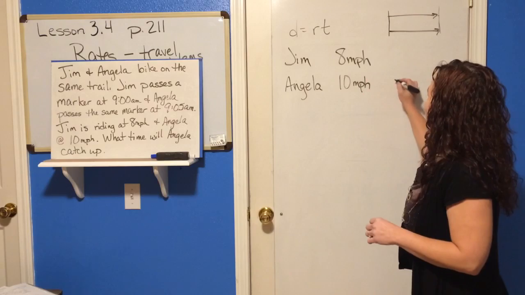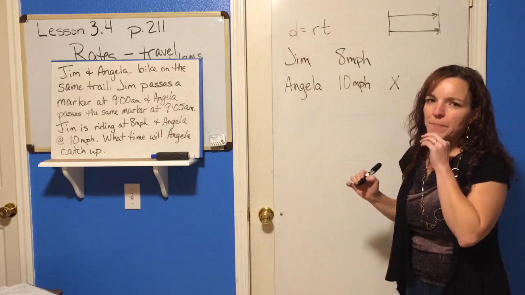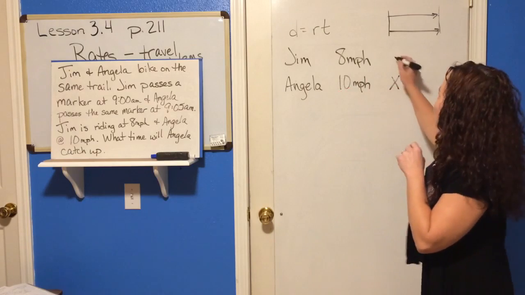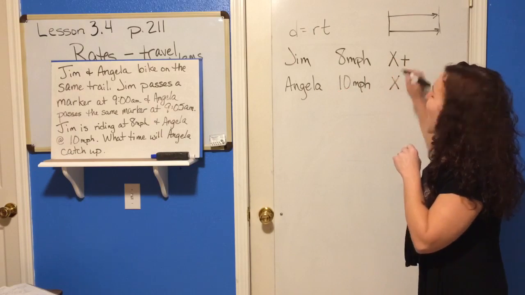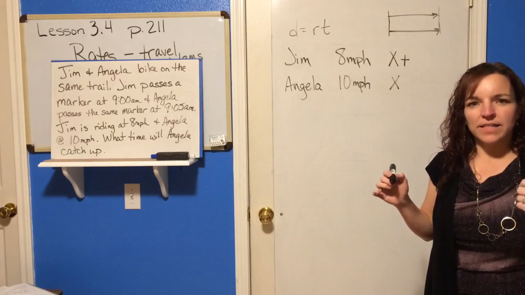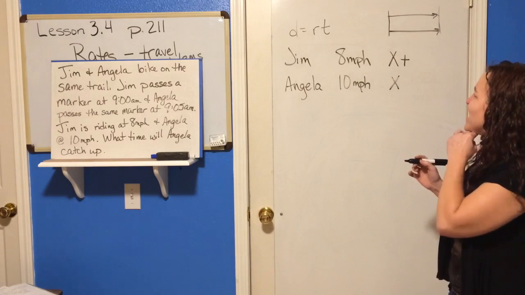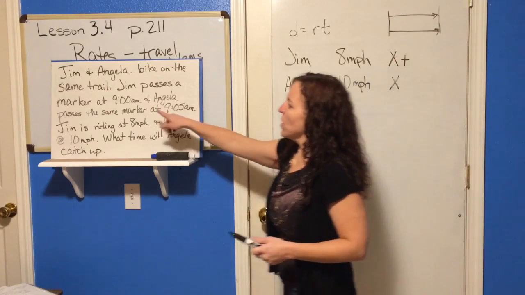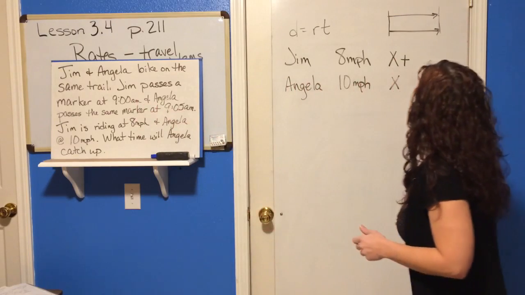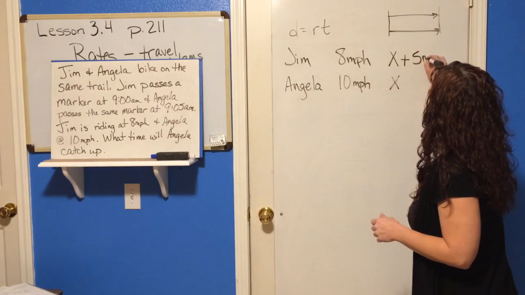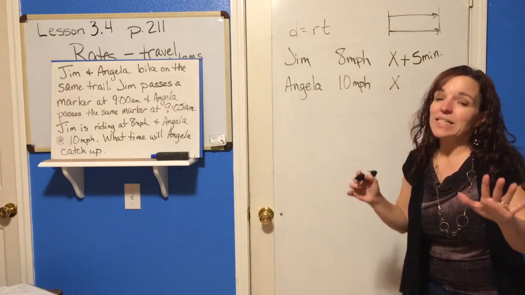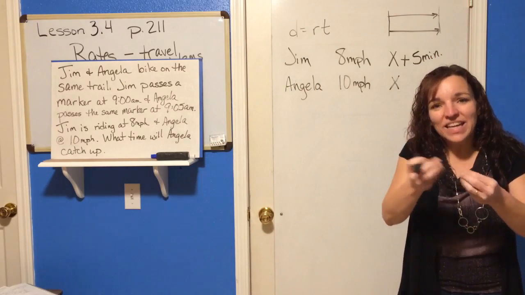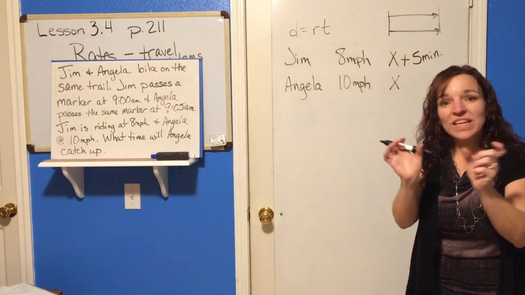So Angela gets x amount of time. But remember, Jim got a head start. So he has x amount of time, but he's going to add that extra 5 minutes to his time. So if he's got x plus a certain amount of time, how are we going to show it's 5 minutes, right? x plus 5 minutes. Well, the trick is the time throughout the problem has got to be in the same values.